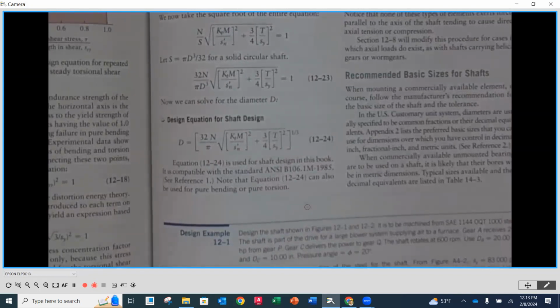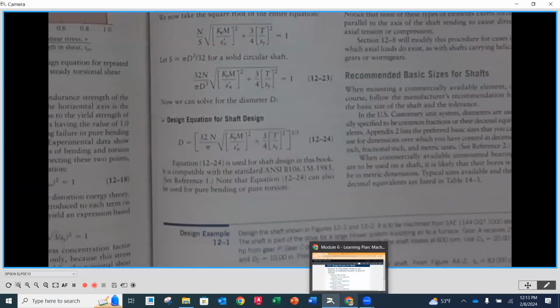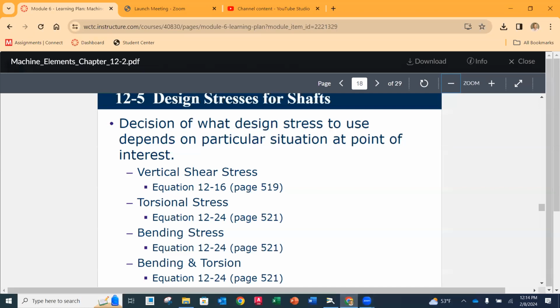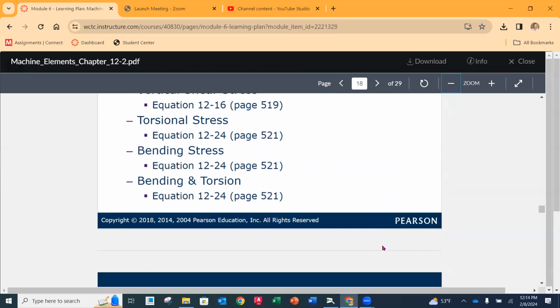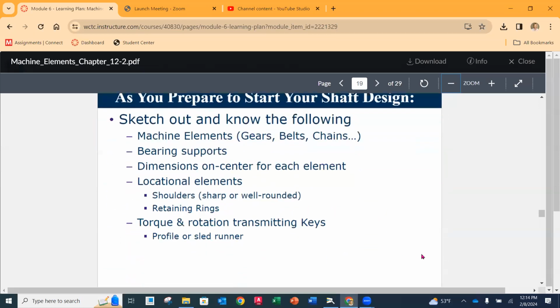So those are going to be the stresses that we're going to see. And again, our job before we even get to the spreadsheet is to know when it is appropriate to use them either by themselves or combined. Okay, and we'll talk about that and see that.